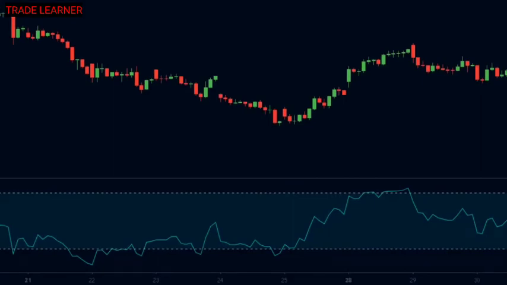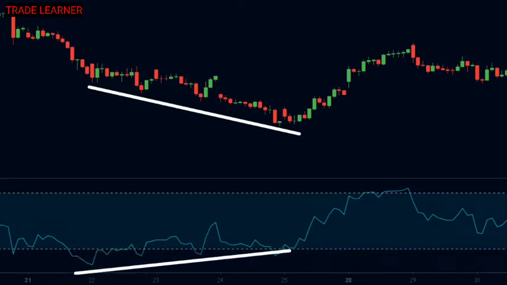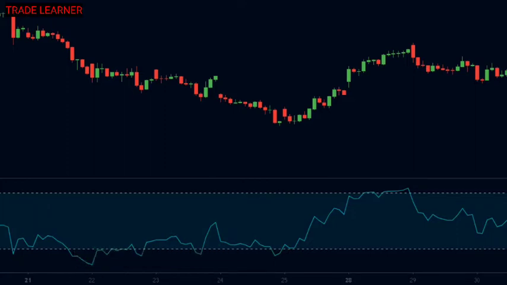Similarly, a bullish divergence occurs when the price makes a lower low, but the RSI makes a higher low. Divergences can be a very strong sign of reversal, but we need confirmation. Divergences alone are useless. There can be many fake divergences.